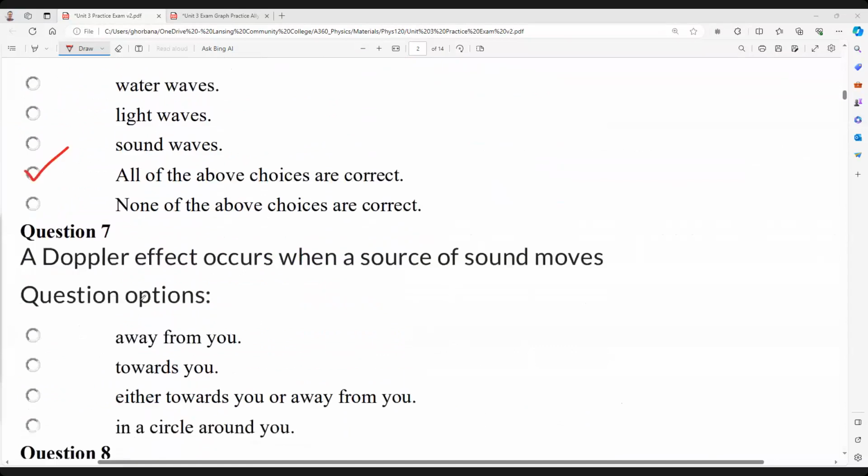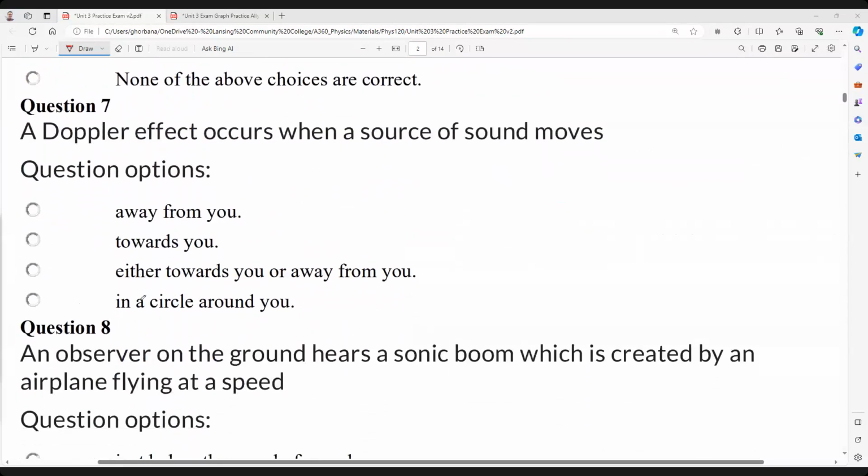So question number 7, Doppler effect occurs when a source of sound wave moves either toward you or away from you. Perfect. It doesn't matter. So you're moving toward the sound source, or the sound source is moving toward you, or both are moving toward each other, or both moving away from each other. So the frequency and the wavelength will be different. Good. So that's why the right answer is going to be either toward.